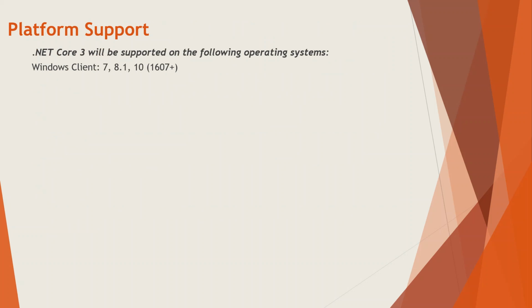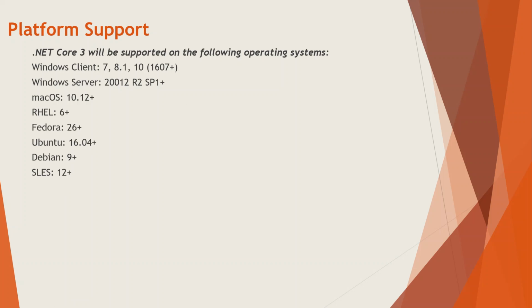And platform support. So .NET Core 3 will be supported on the following operating systems: Windows Client, Windows 7, 8.1, 10. I'm not sure about 1607 plus. Windows Server 2012 R2 SP1, Service Pack 1, macOS 10.12, RHEL, and Debian 9 plus, SLES. So I don't understand.